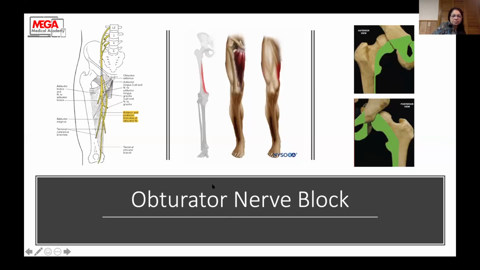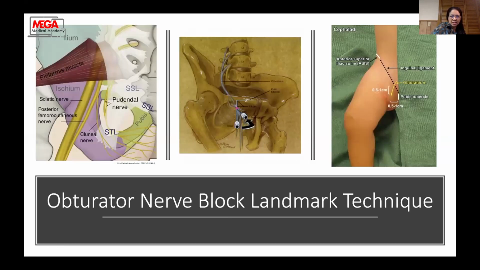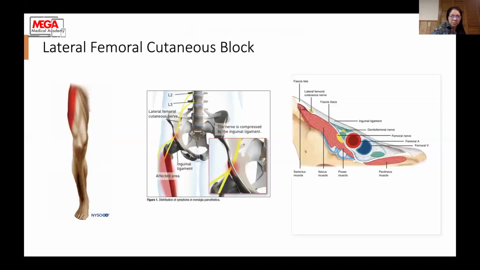Okay. So another nerve would be the obturator. The obturator uses are limited. I'm not going to spend time on it because there are some more important nerves here.